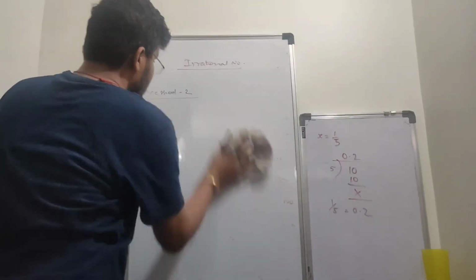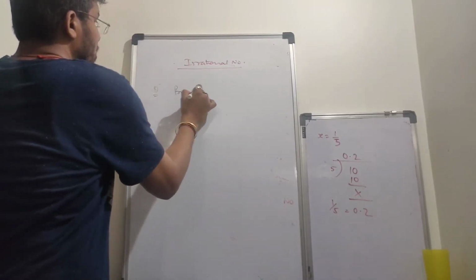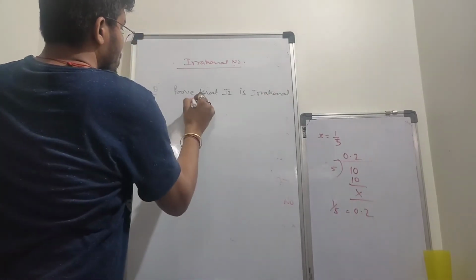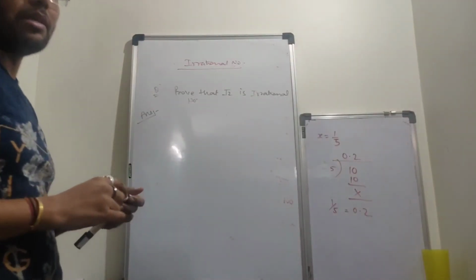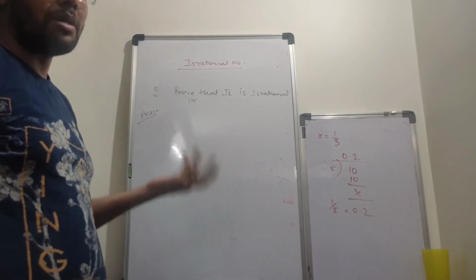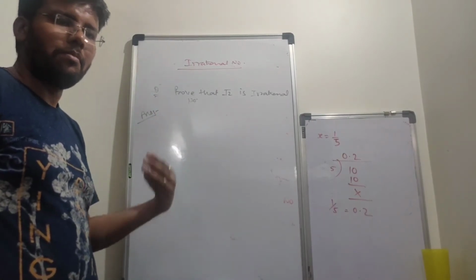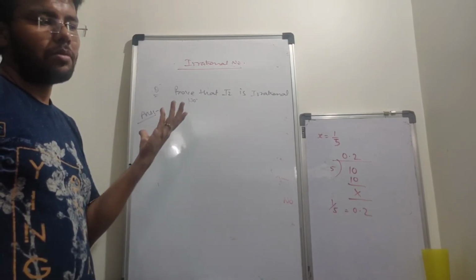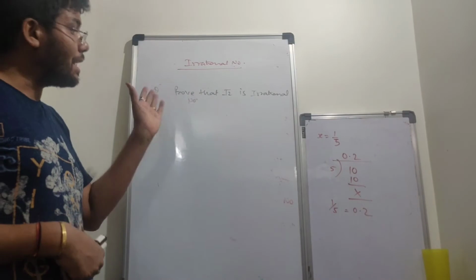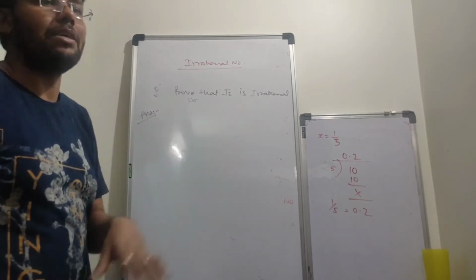The question is: prove that root 2 is irrational. So what is basically the method of contradiction? First, we suppose that root 2 is a rational number. If it is a rational number, it can be represented in the form of P by Q. First we assume that root 2 is a rational number, and after that we prove that root 2 is not a rational number. So by the method of contradiction, first we assume that root 2 is rational, then after that we prove that root 2 is irrational.